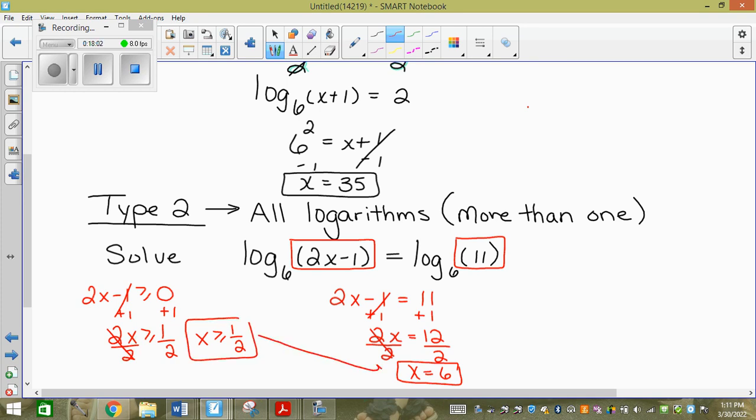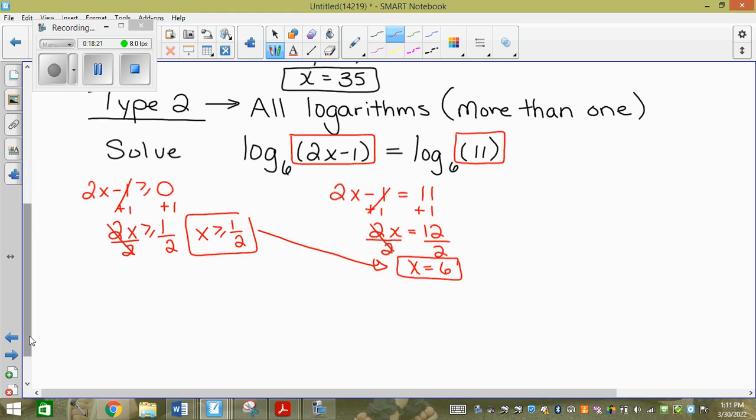Is this solution greater than or equal to a half? Yeah, so it'll work. If the solution was like negative 2, I would say 2 times negative 2 is negative 4, minus 1 is negative 5. Uh-oh. Can't have a negative beside a log. I would circle it, put a line through it, and say extraneous. But there isn't one here.